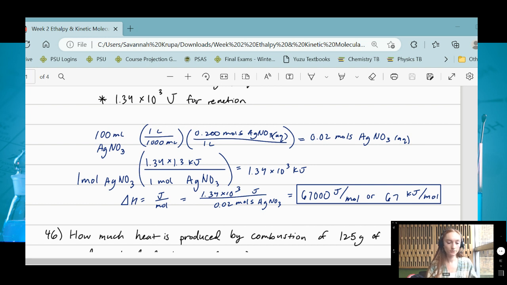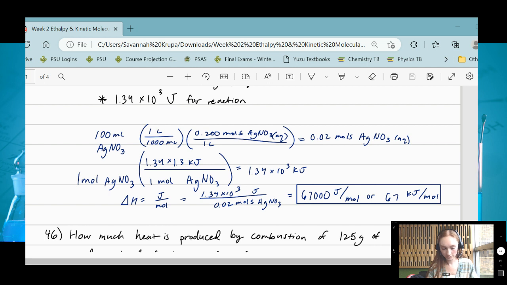Okay, so for the first one, we have question 40, and it asks, using the data in the Check Your Learning section of example 5.5, calculate delta enthalpy in kilojoules per mole of AgNO3 aqueous for the reaction described by the following reaction. So we have sodium and then the AgNO3, and it makes a solid form and an aqueous form of those two compounds.